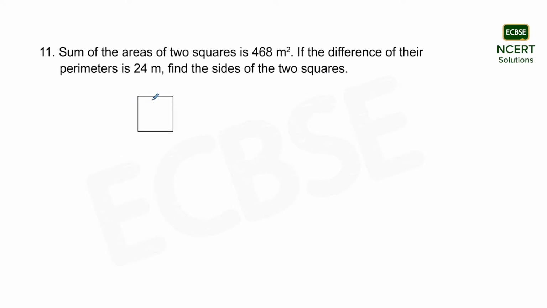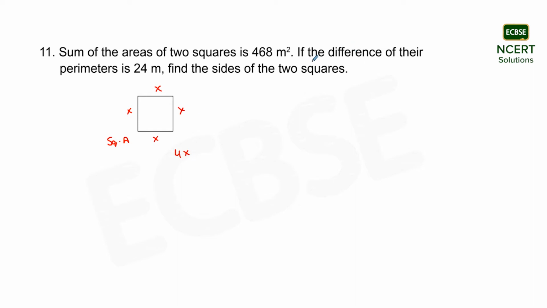Let one of the two squares be this square, and the side of this square we have assumed to be x meters. If each side of this square is x meter, then the perimeter will definitely be 4x. Let me give this square the name square A. So the perimeter of square A comes out to be 4x.